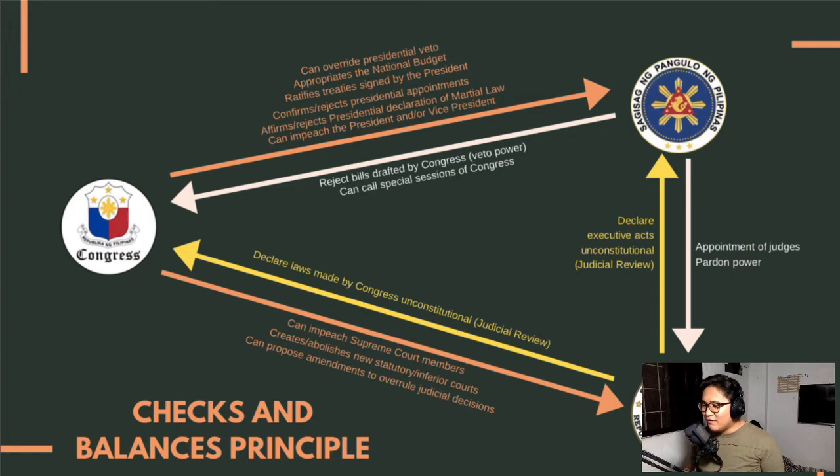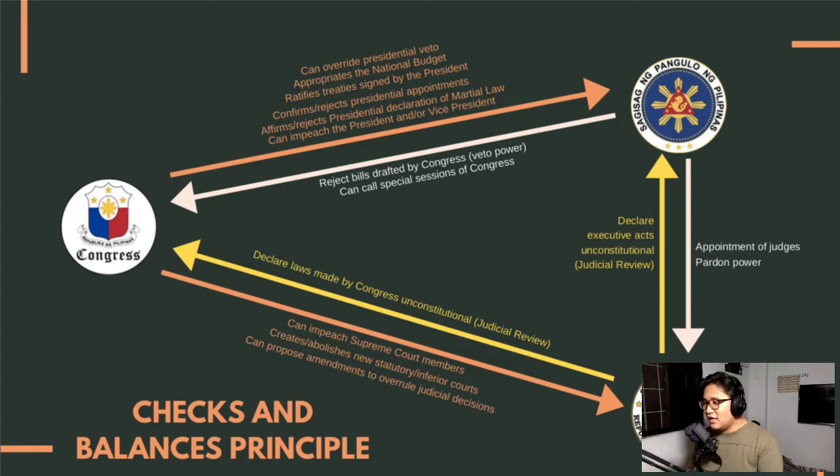So, one way of checking and balancing the executive branch is they have the power to override the veto power of the president. Pwede nila ibasura yung pagbasura ng presidente. Second, they appropriate the national budget. So, yung ginawang budget ng executive branch or yung budget na ginawa ng gobyerno, hindi siya pwedeng mag-take into force kung walang batas or walang appropriations na ginawa ang Congress.